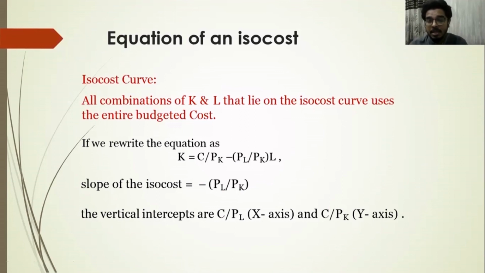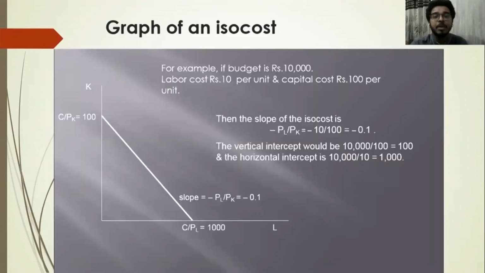And C by PL, the intercept on the x-axis, is nothing but, over here, this should be the vertical intercept and this should be the horizontal intercept. So if there is no capital being used, this will be C by PL. If there is no labor used, this will be C by PK. Taking this example, on the horizontal axis we see that C by PL is the intercept, and over here C by PK is the intercept.